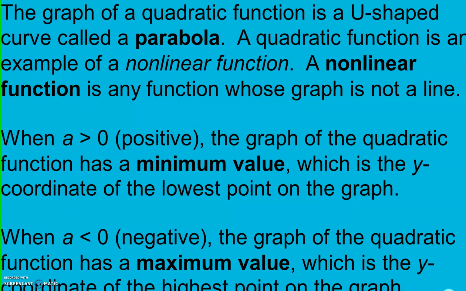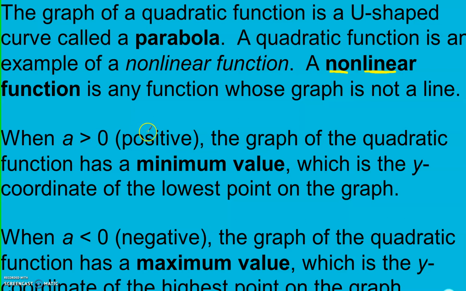The graph of a quadratic function is a U-shaped curve called a parabola. A quadratic function is an example of a non-linear function. A non-linear function is any function whose graph is not a line. So non-linear, not line. Okay, we can't use a straight edge here to connect these.